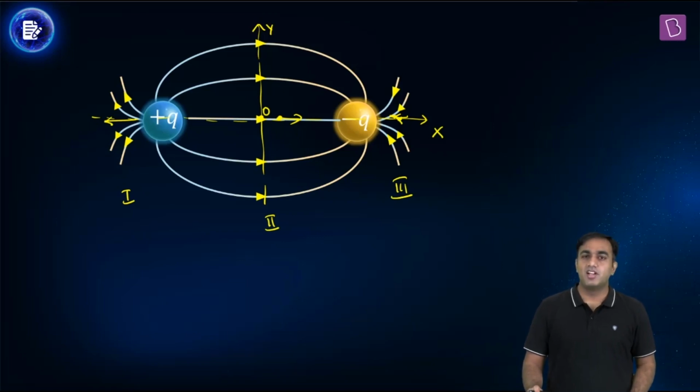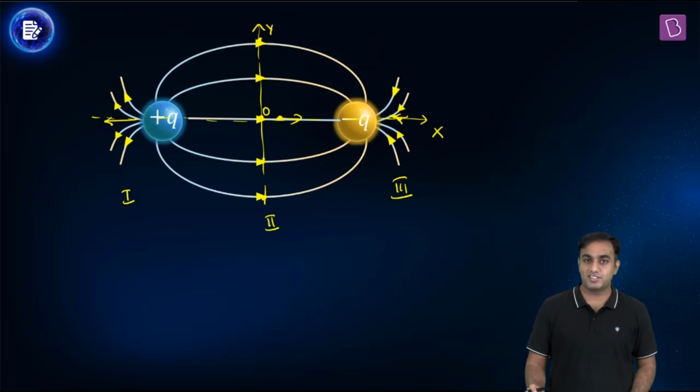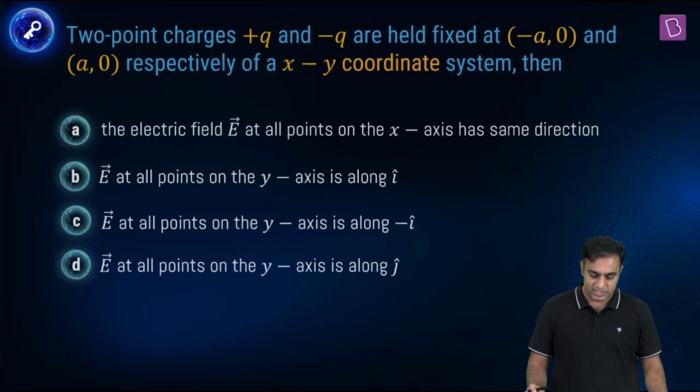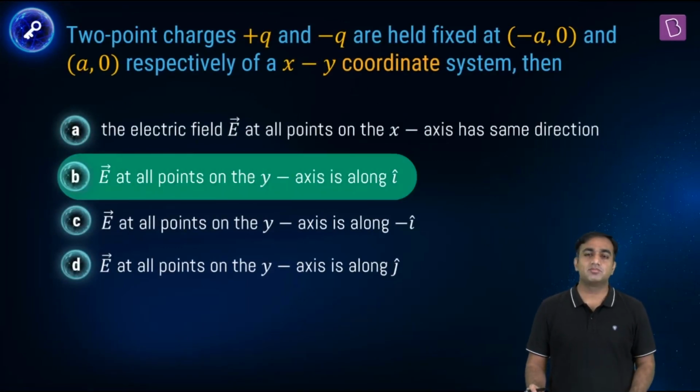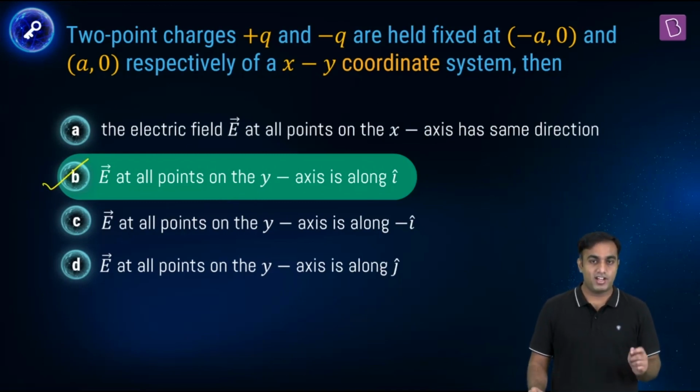All right. Now let's take a point on y-axis. Do you see that at any point you choose on the y-axis, the field is simply along positive x-axis? Well, with all these deductions, let's look at the options given once again. Obviously, the correct option is B. The direction of electric field at all points on the y-axis is simply along positive x-axis, or along i cap, the unit vector that we choose along positive x-axis.